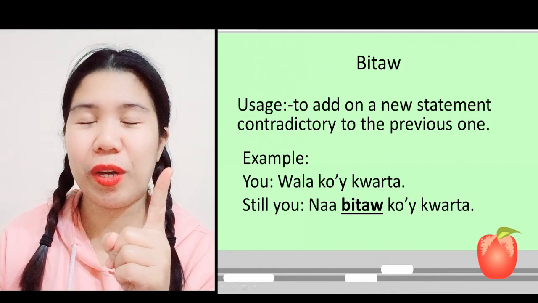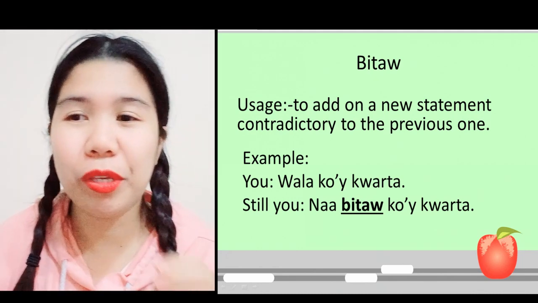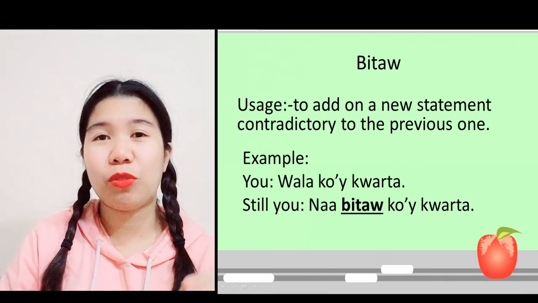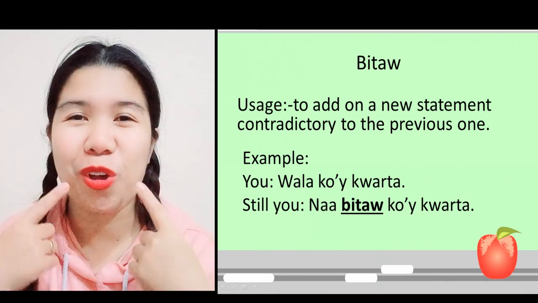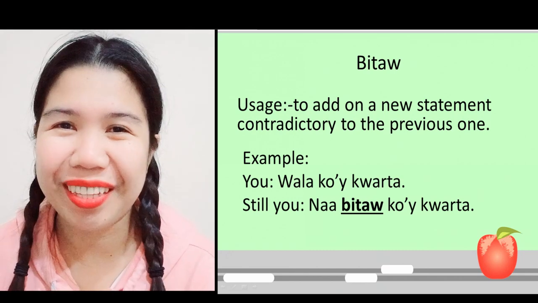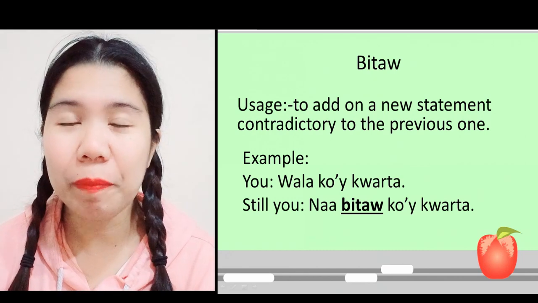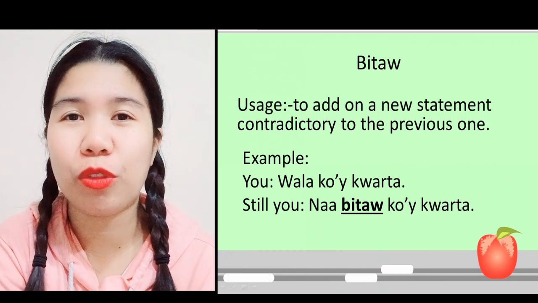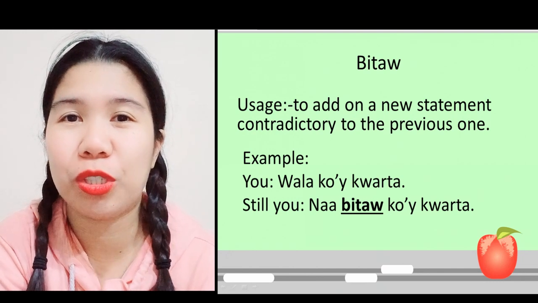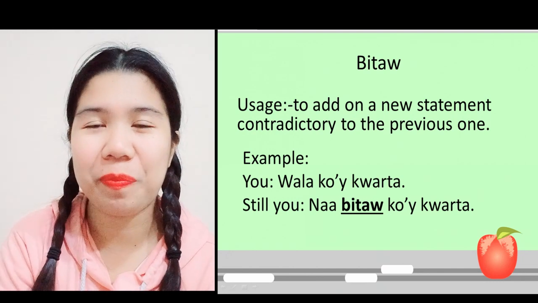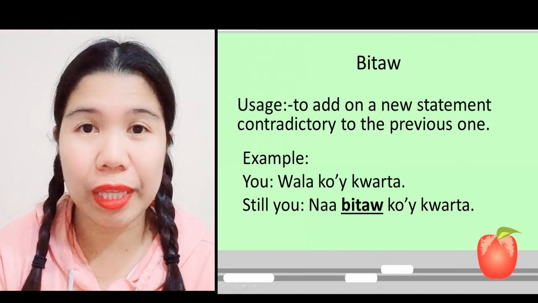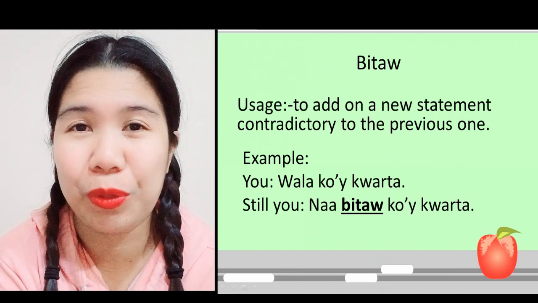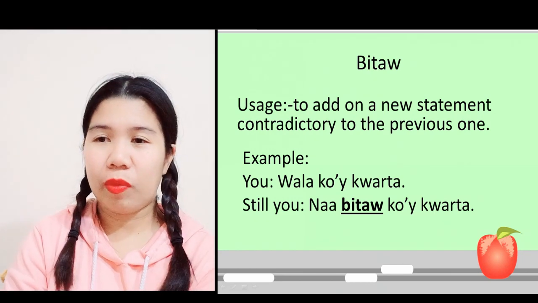And one tip: when you say the sentence contradictory to the first one, say it with a soft smile, like, "Naa bitaw ko'y kwarta." So they would not think that you are lying in the first sentence. They would just think that you're joking. Okay? And what's real is, you really have money. "Naa bitaw ko'y kwarta." Okay?